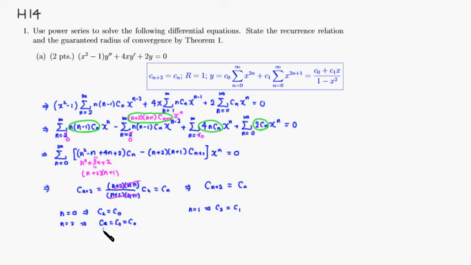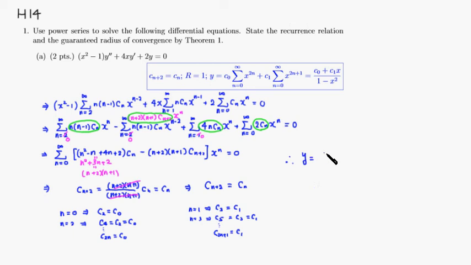So this is going to be C2n is equal to C0, right? And same here, if n equals 3, C5 is equal to C3, but C3 is C1. So which means that when index is odd, this is going to be equal to C1, right? So that's why you will have a summation here.